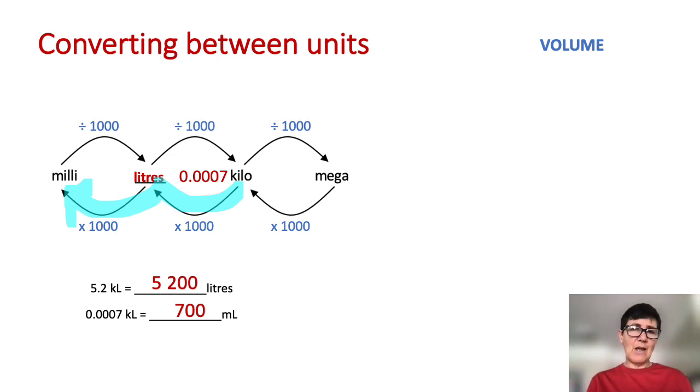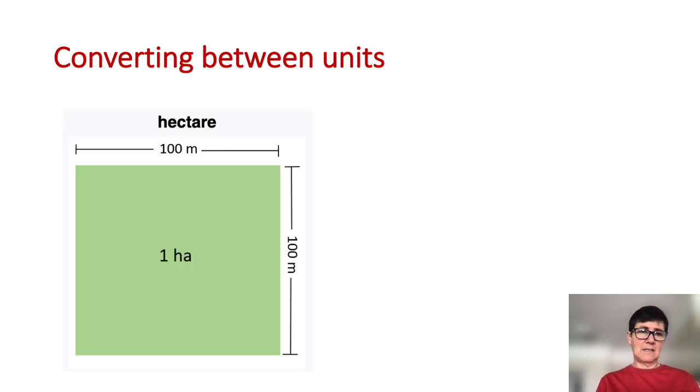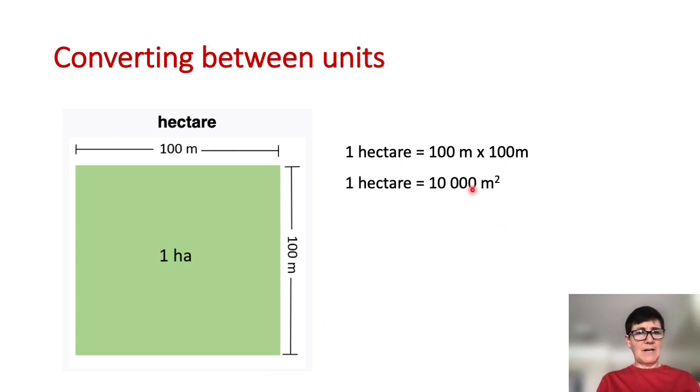All right, something to help you with area. Hectare might come up. You need to know what a hectare is. I always try and remember a hectare is 100 metres by 100 metres. Okay, so a hectare is 100 metres by 100 metres, and if you times that out, 1 hectare is 10,000 square metres. It's a way I try and remember how many square metres in a hectare. Okay, so it's 100 by 100.